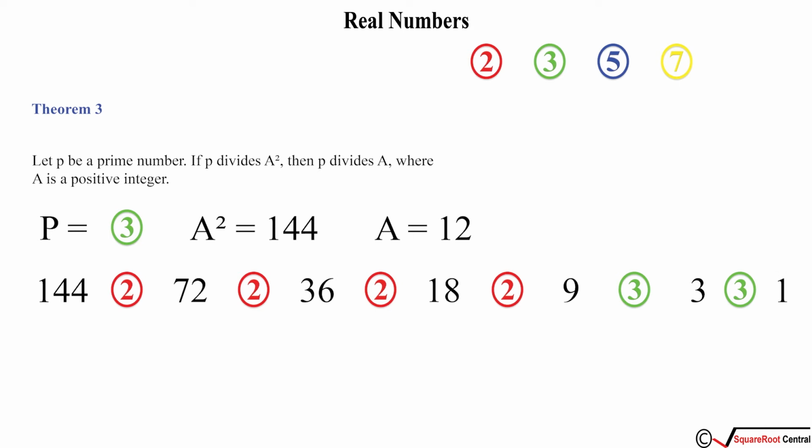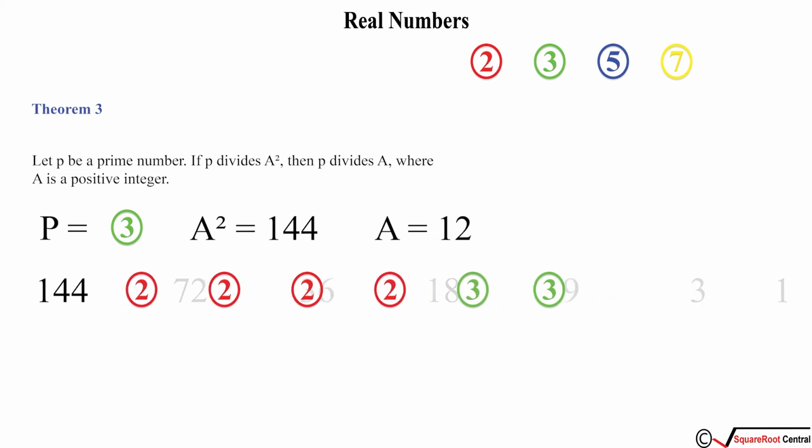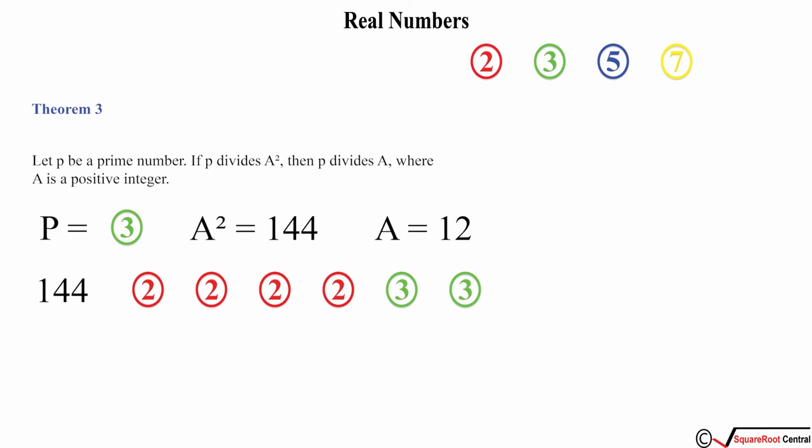So this here is something we did with the help of our previous theorem. The link to that video is in the description below. You can go through the same. So 144, we factorize 144, we have 2 four times and 3 two times. So we can write 144 as 2 to the power 4 multiplied by 3 to the power 2, or 3 square.